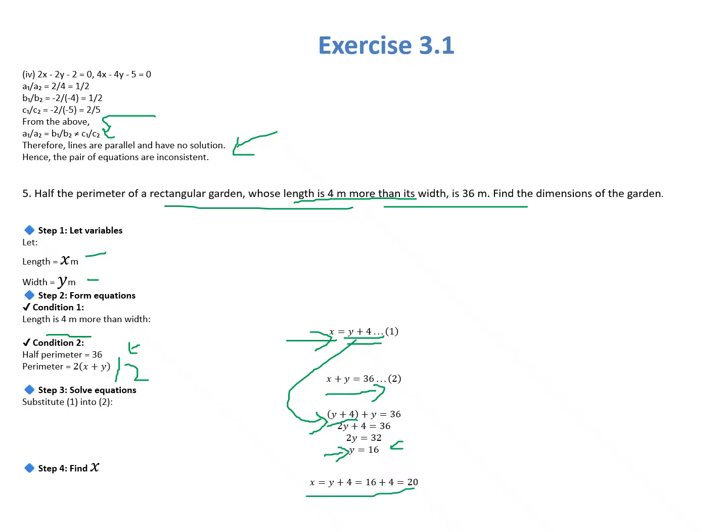This is a clear demonstration of the substitution method, of how we can use it to find the values of two variables in a pair of linear equations in two variables. So this actually explains the substitution method. So we'll move to the next slide.